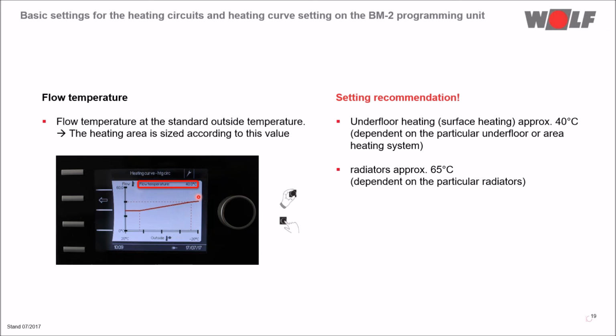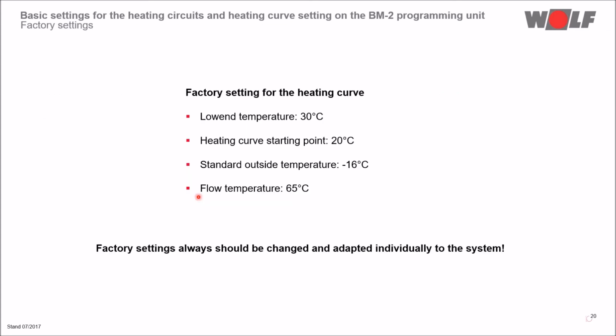The following valve factory settings are stored. Flow temperature 30 degrees. Heating curve starting point 20 degrees. Standard outside temperature -16 degrees. And a maximum flow temperature of 65 degrees. Factory settings always should be changed and adapted individually to the system.